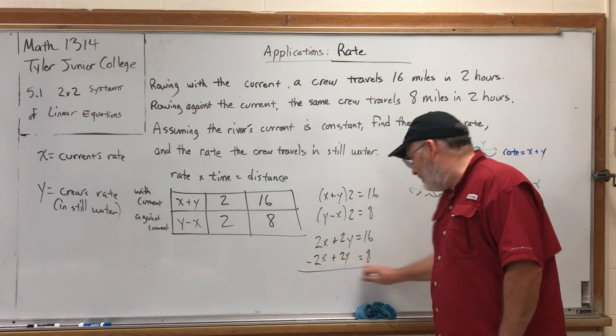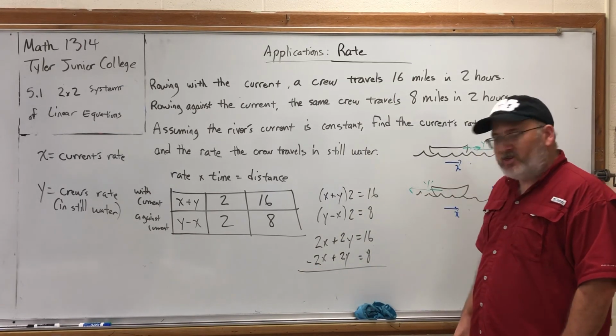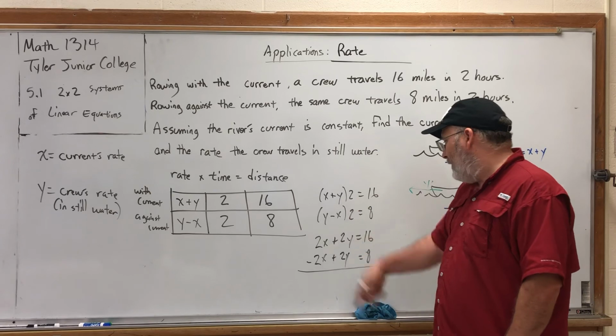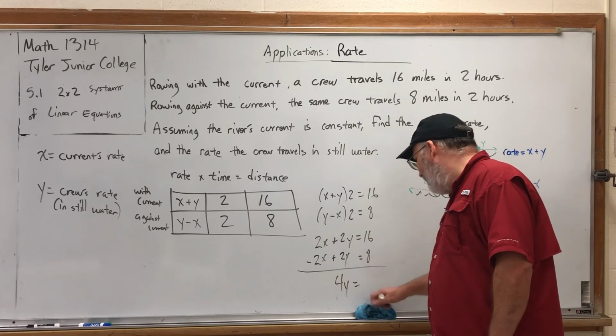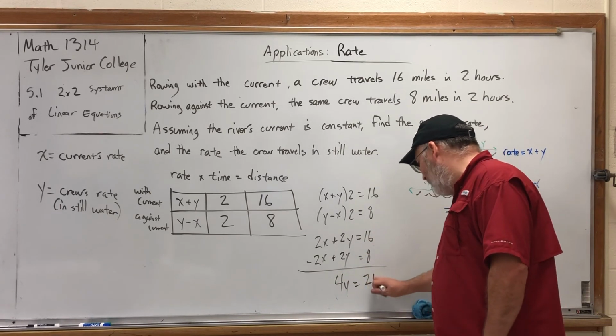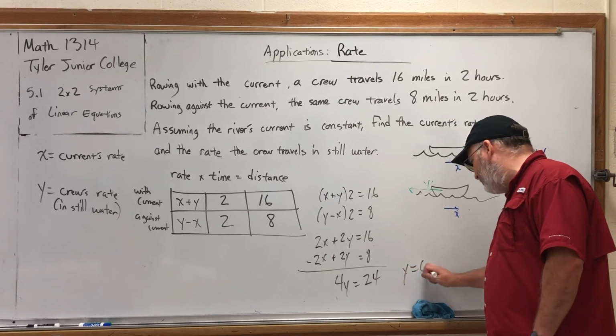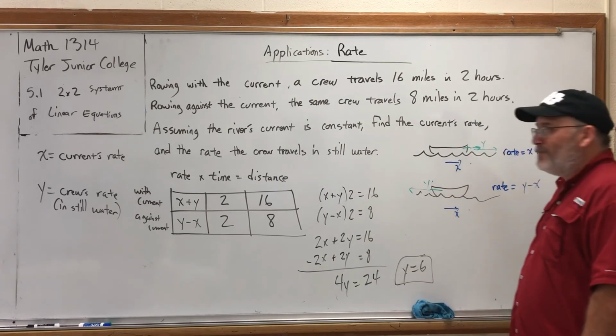Well, this is an easy system to solve. It's ready for an addition. The x's are already an opposite pair. X's cancel. We get 4y. 16 plus 8 is equal to 24. Divide both sides by 4, we get y equals 6. Our crew is paddling at 6 miles per hour.